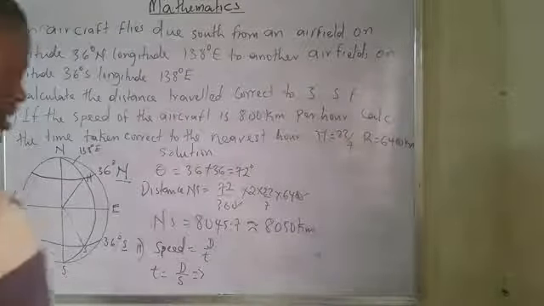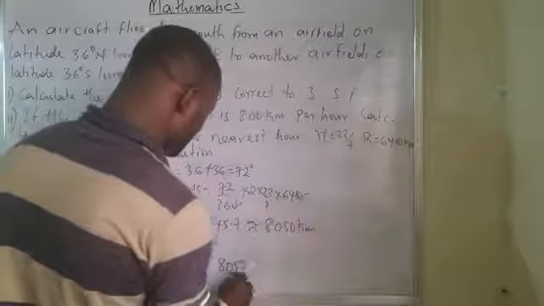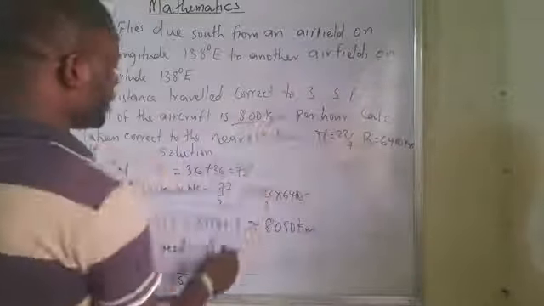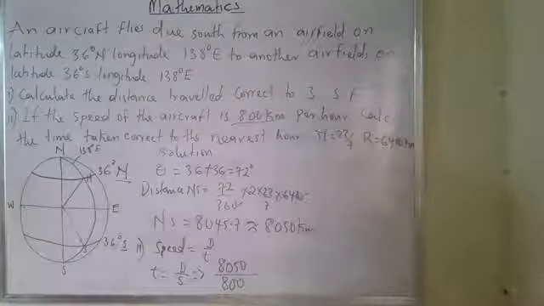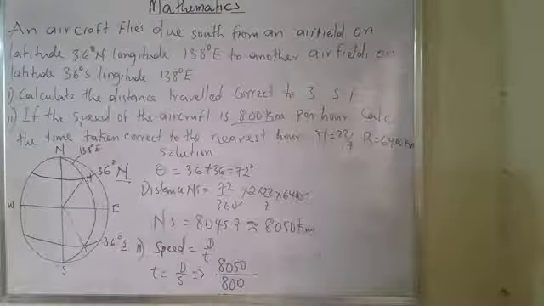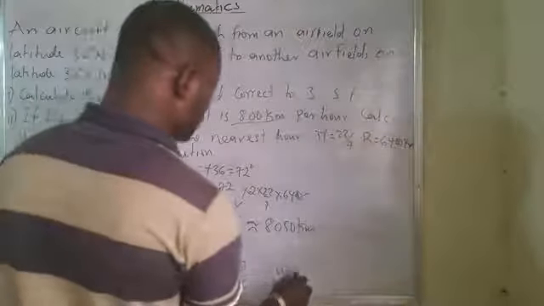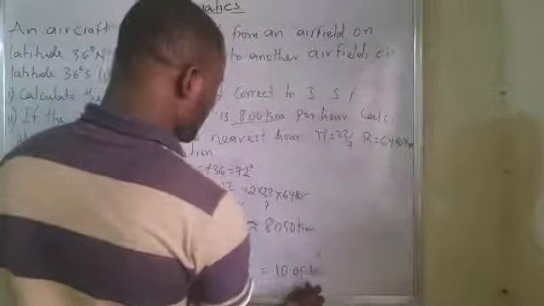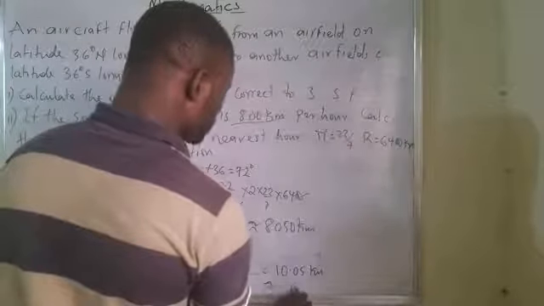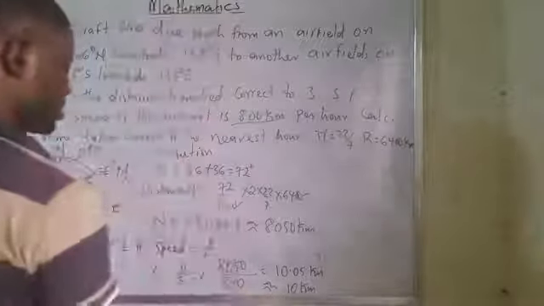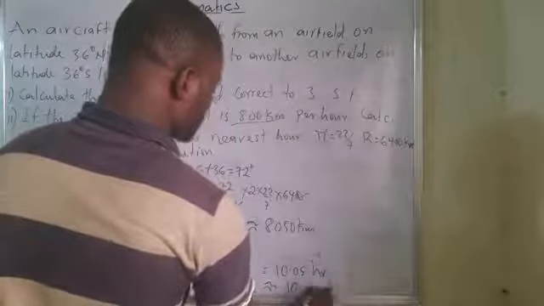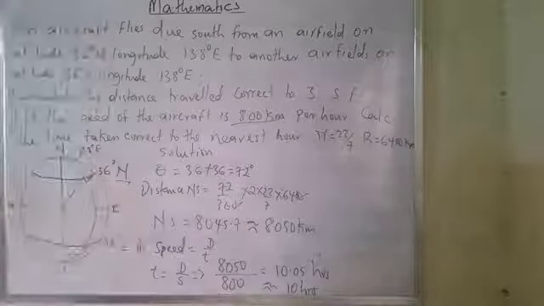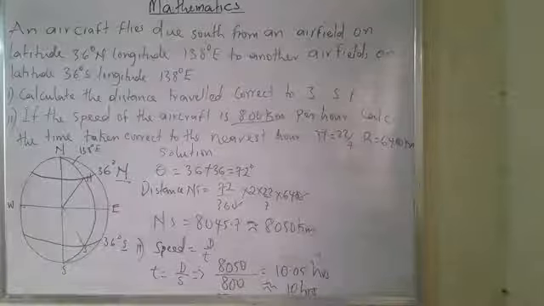Now, my distance is 8,050 divided by my speed, which is 800. Which I will have equal to 10.05 hours. Approximately equal to 10 hours. That is all I need to do. Everything is solved. That is all about that.